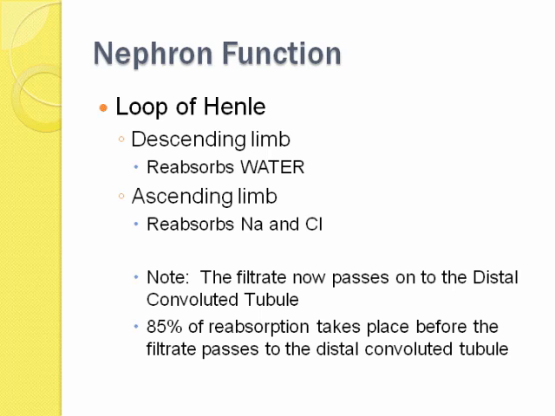The loop of Henle has a descending limb and an ascending limb. In the descending limb, water gets reabsorbed there. In the ascending limb, sodium and chloride get reabsorbed. From the loop of Henle, the filtrate goes on to the distal convoluted tubule. Of note, 85% of all reabsorption takes place before that filtrate ever gets to the distal convoluted tubule. So a lot of activity going on in the glomerulus, in the proximal tubule, and the loop of Henle before it ever gets to that distal convoluted tubule.